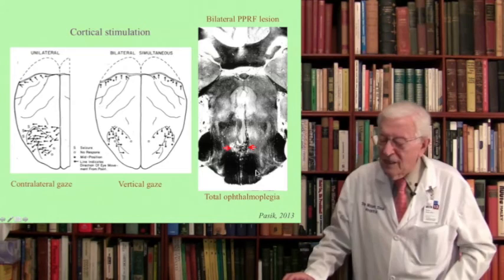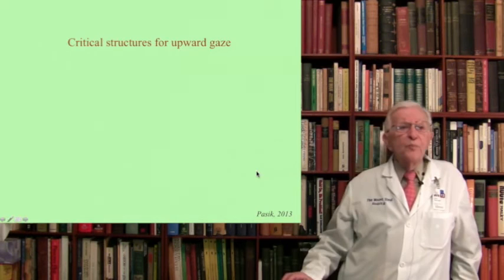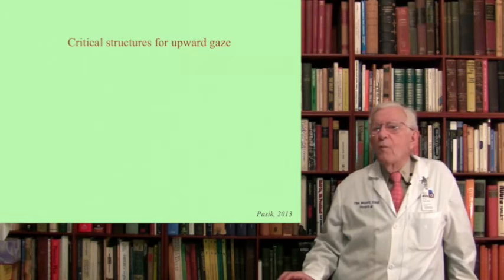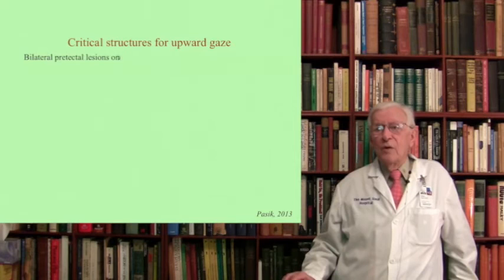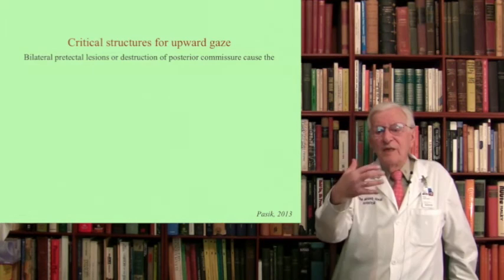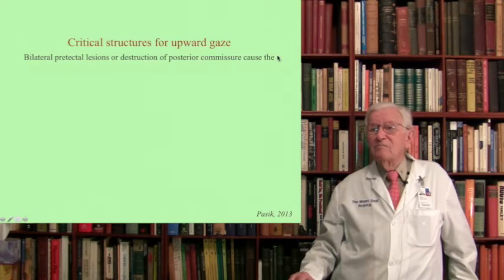All right. So you have patients that have problems in isolated gaze upward. They can move the eyes horizontally, but they cannot move the eyes upward. So what are these critical structures? Where are the lesions that will give you this kind of syndrome? Well, it so happens that the lesion most of the time is in the pretectum, in the region of the brain that is in front of the superior colliculi, all right? And the lesion is either bilateral or is in the midline, destroying the posterior commissure.